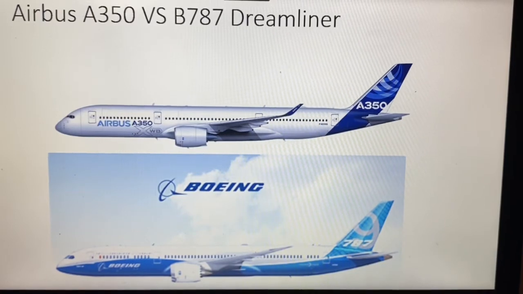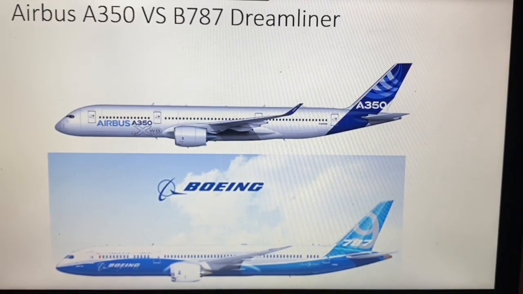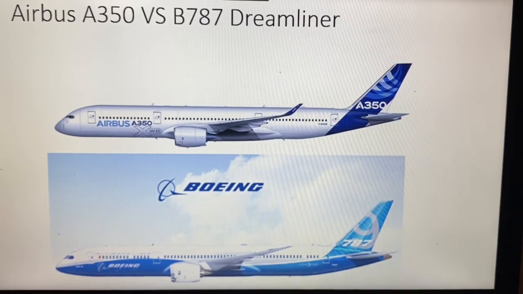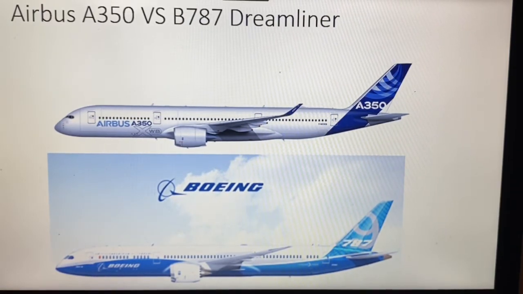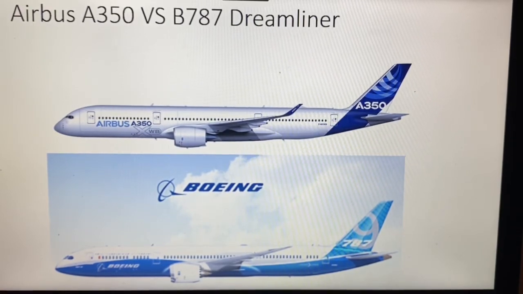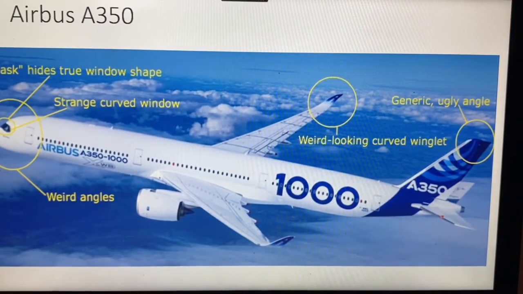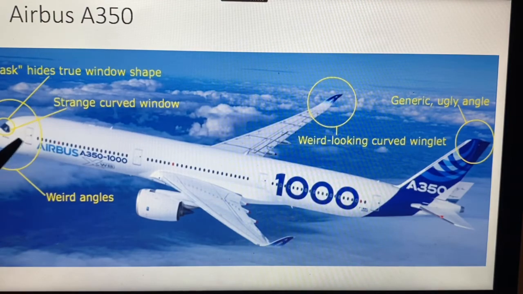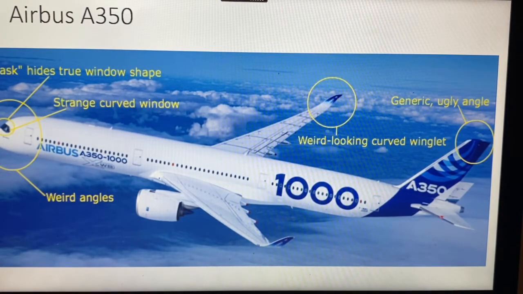Now, long-haul, the little battle between Boeing and Airbus is all about the Dreamliner 787 at the bottom, or the extra-wide Airbus A350 on top. They look pretty similar to each other, don't they? But there's quite a few subtle differences. I'll go with the Airbus first. Look at the strange curved single window. There's no breaks in the window. It's generally a dark window and very weird angles right at the front of the aircraft.